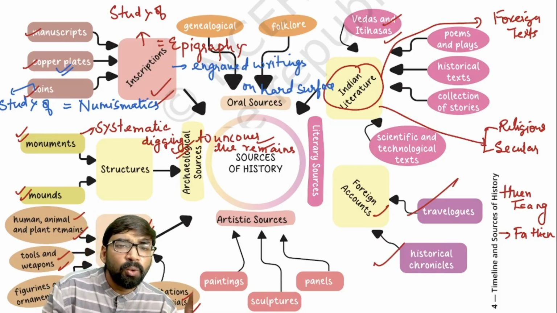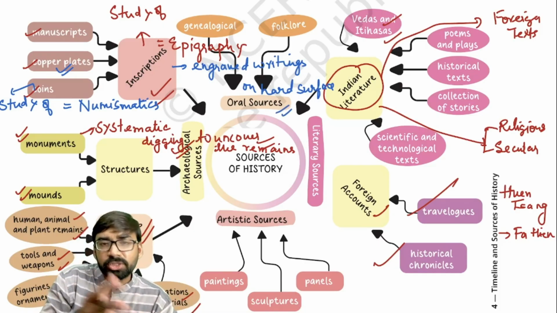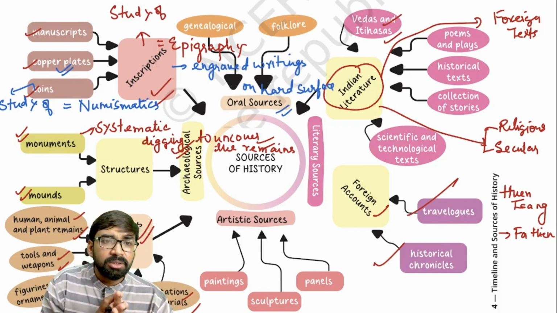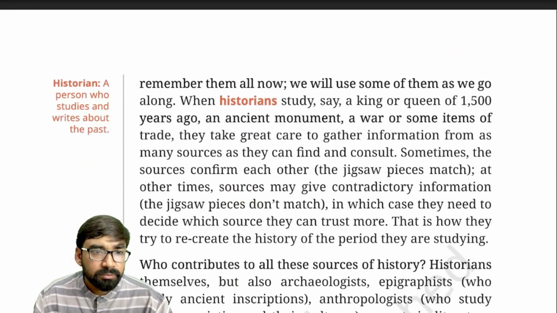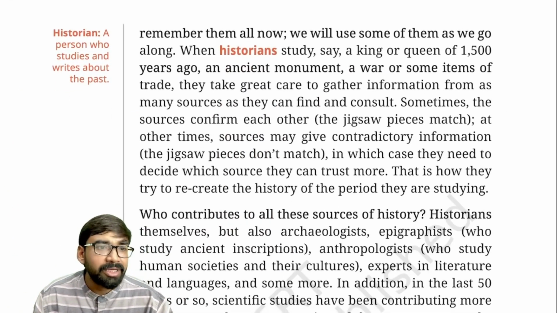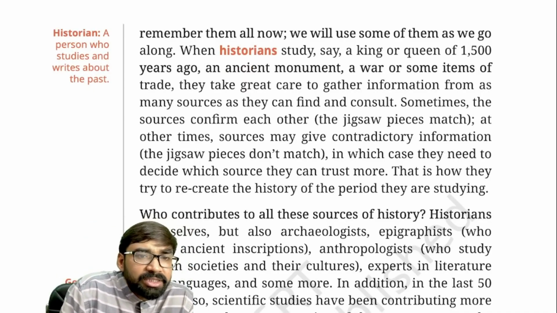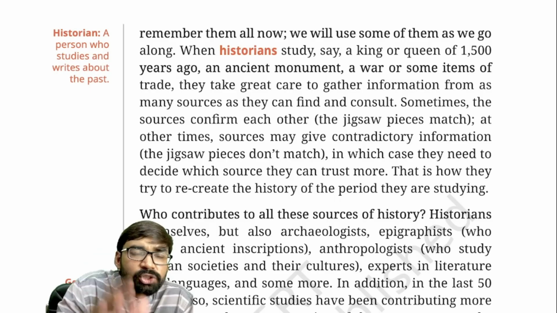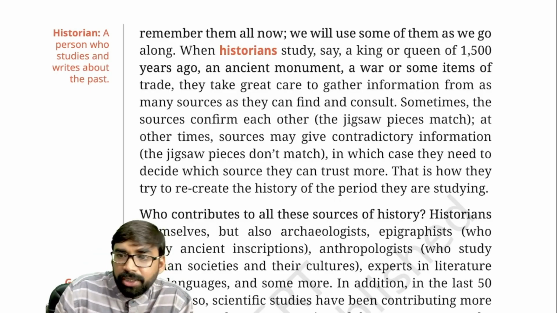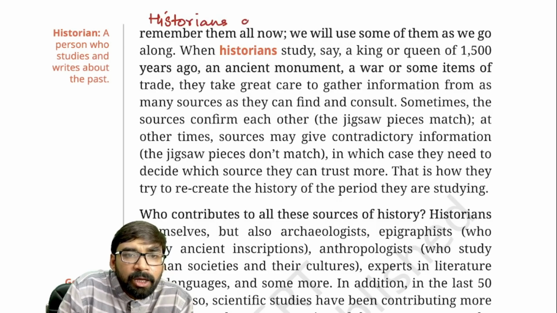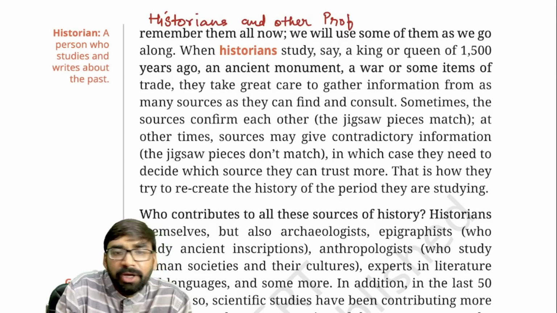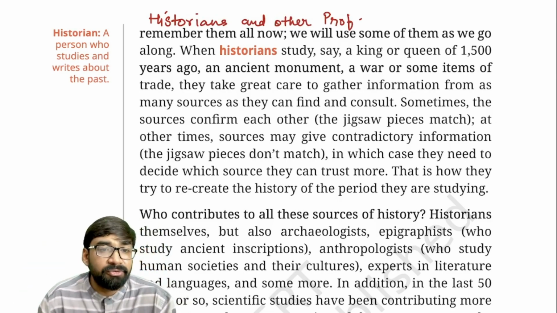And then come oral sources. Oral sources may be oral stories, folklore, regional stories, all these things come under oral sources. Now we'll talk about historians. This paragraph is related to historians and other professionals. Now we are going to discuss historians and other professionals.